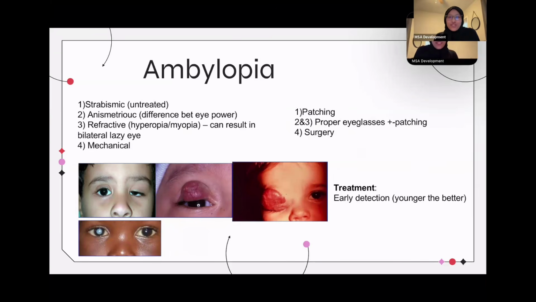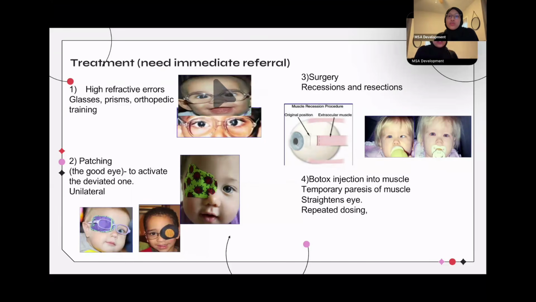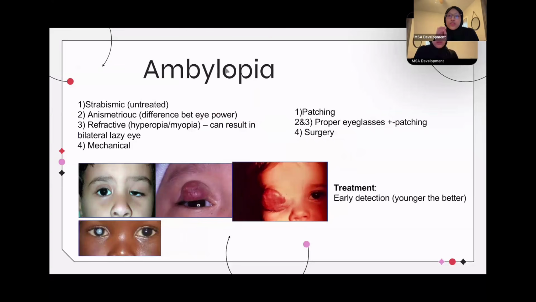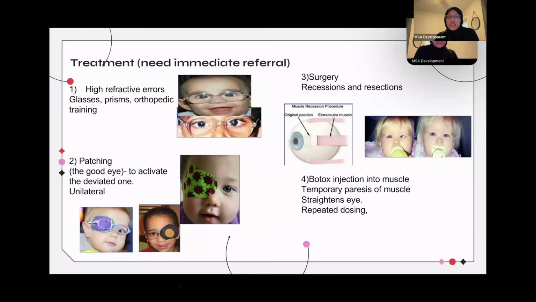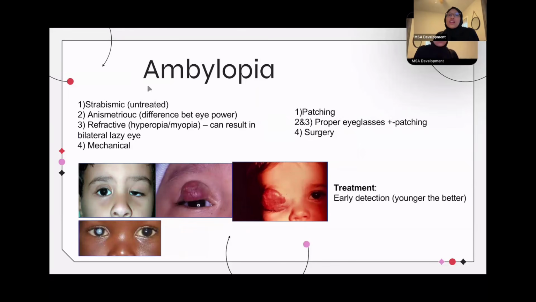Amblyopia, which is the lazy eye, is very crucial to rule out. That's why you want to immediately refer a child, to make sure the light is actually going through, by doing a simple corneal light reflex test. Amblyopia can be caused by strabismus: if you don't treat it, it can cause lazy eye. It can be due to a difference in eye power, so someone can have -8 in one eye and -3 in the other, and if untreated, that can cause lazy eye. The eyes will not develop as they normally should.